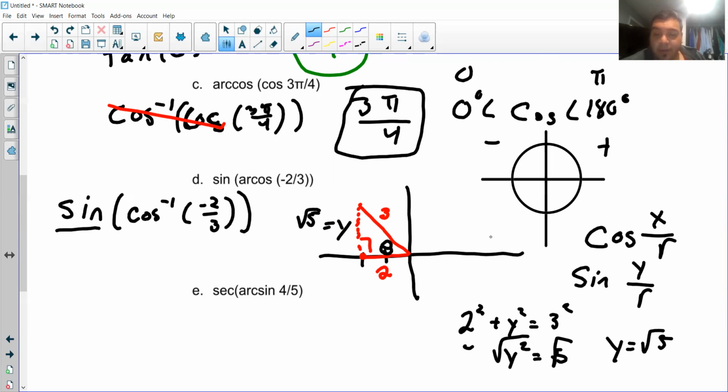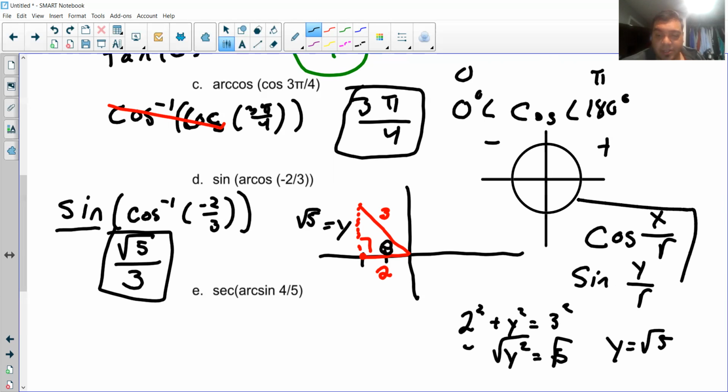It's going to be y over r. So in this case, your sine is going to be root 5 over 3. So your sine is root 5 over 3. There are a lot of elements here because you're involving this kind of information and you're involving the Pythagorean theorem, and we talked about the cosine. So this is a really busy problem.